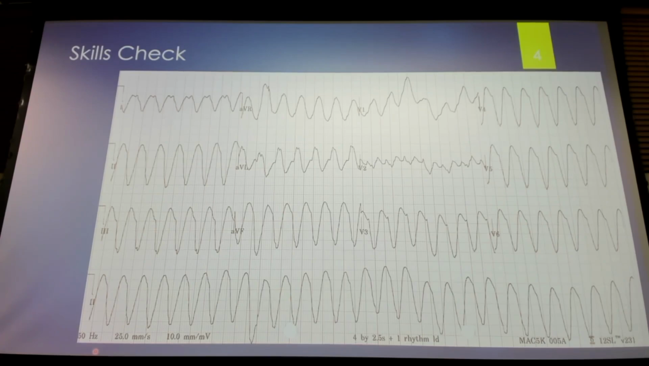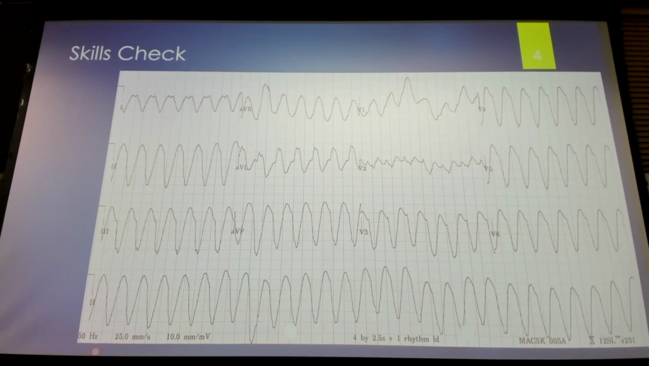So wide complex, is it regular or irregular? It's regular. Wide complex, regular, what are our options? V-tach or V-flutter? V-tach, right? Because V-flutter, you know, we're at 300s.